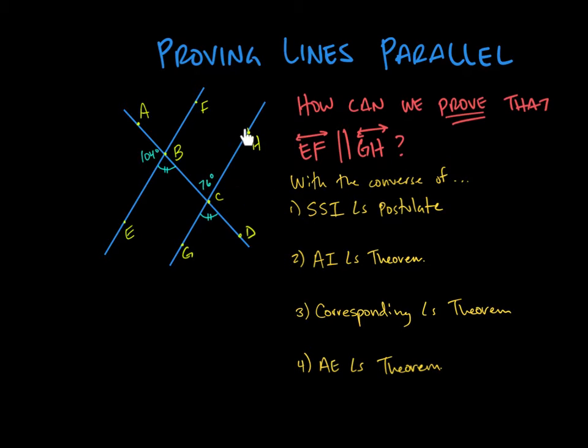Because if I look at this picture, it certainly seems like they're parallel. It seems like if they keep going in both directions, they're never going to cross each other. It looks like they're parallel. But our question is, how can we prove that they have to be parallel?